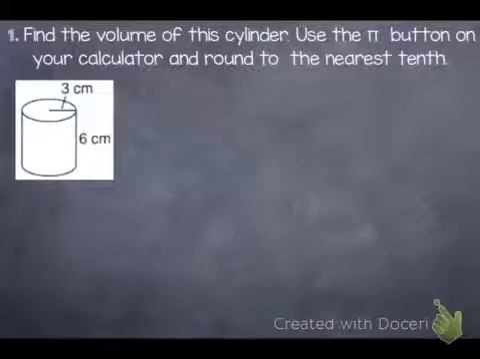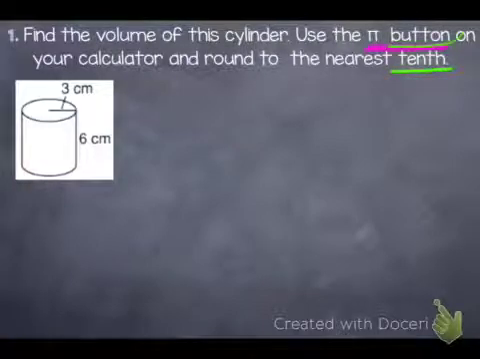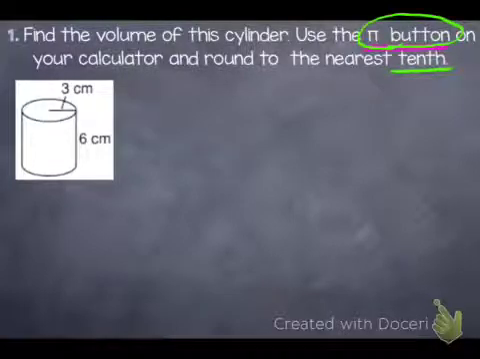I want to point out that it's important that we're using this pi button on our calculator and that we're rounding to the nearest tenth, because a lot of you who have been practicing in that quiz have noticed that you're getting some of your problems wrong, and it's just by a couple of decimal places. Most of you, it's because you're not using the pi button, you're just using 3.14. So make sure that you're keeping an eye on that this week to see if it makes a difference in your scores.